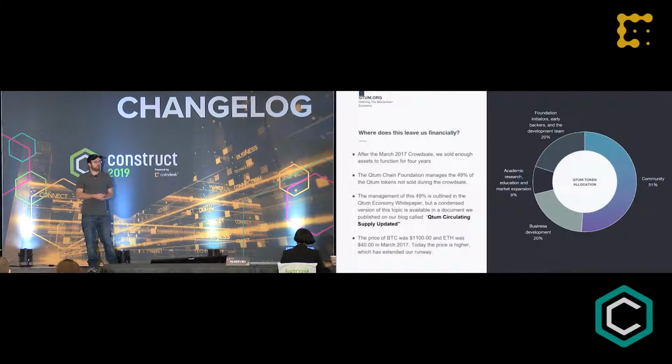So financially, well, it kind of has to go back to the crowd sale. In the crowd sale, we sold 51 million tokens to the community. And before that, we had sold 8 million tokens for the initial seed funding. So that basically leaves the foundation controlling 41 million Qtum. So of course we have a thorough plan for how this is supposed to be utilized.